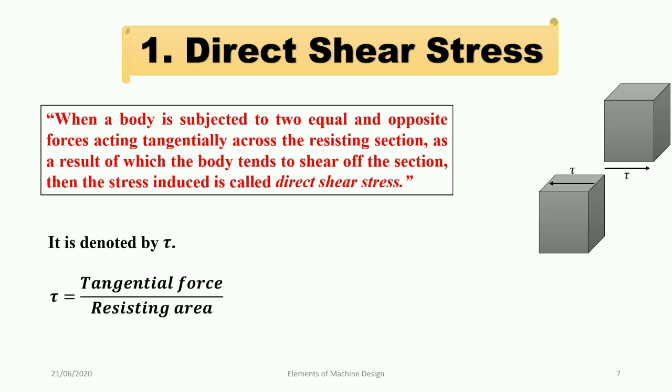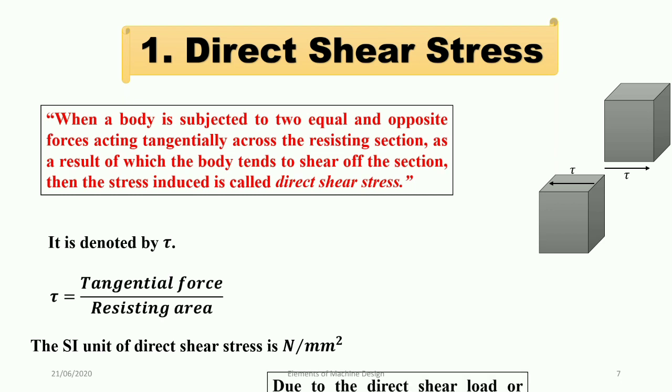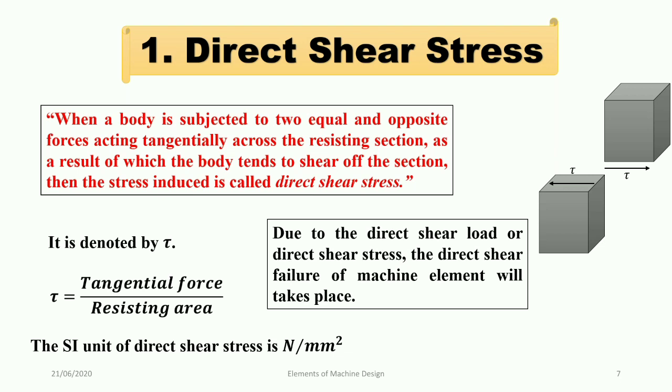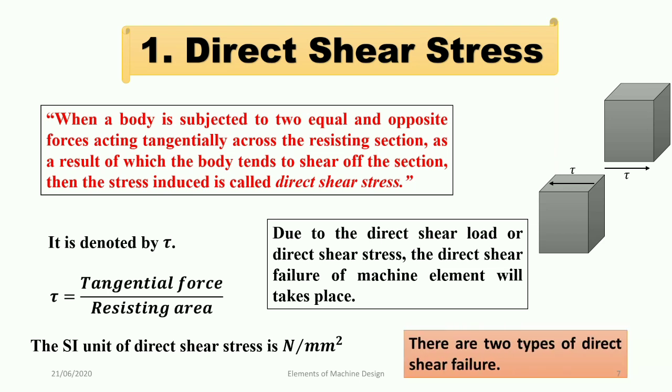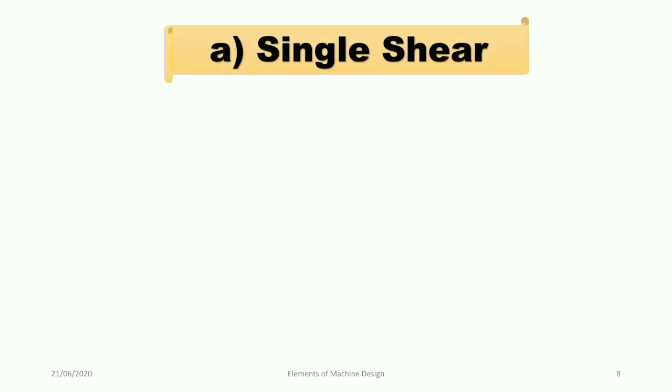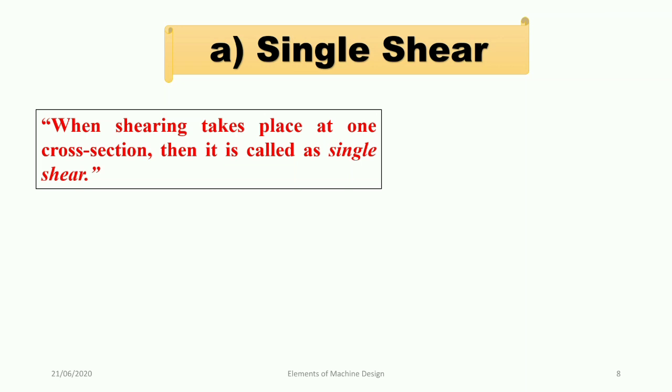Tau is equal to tangential force divided by resisting area, and the SI unit of direct shear stress is Newton per mm square. This sentence is very important: due to the direct shear load or direct shear stress, the direct shear failure of machine element will take place. There are two types of direct shear failure. One is single shear. What is single shear? When shearing takes place at one cross section, it is called single shear.